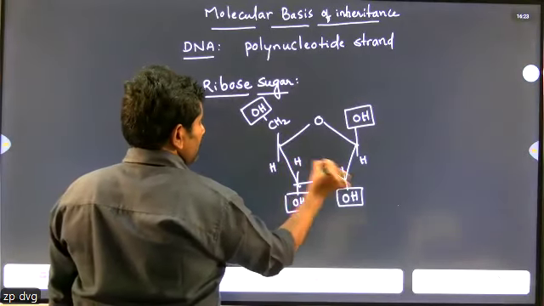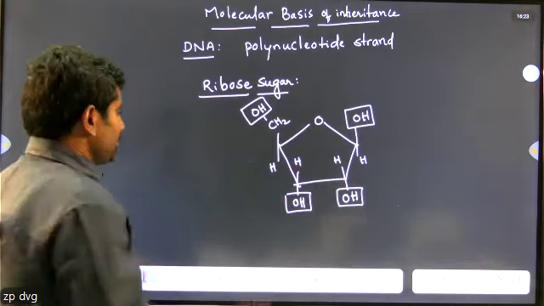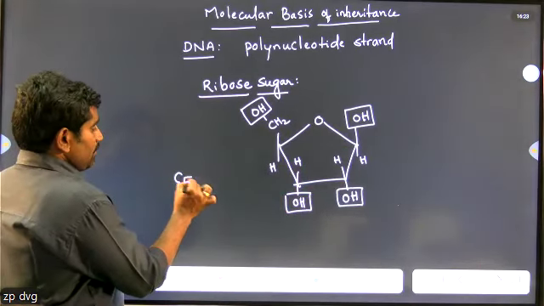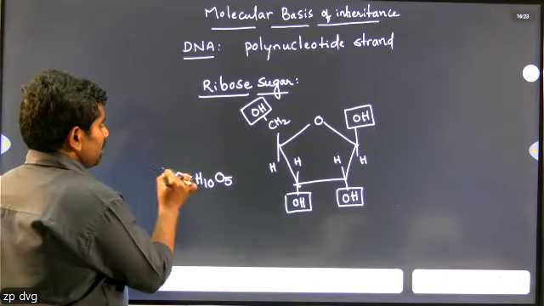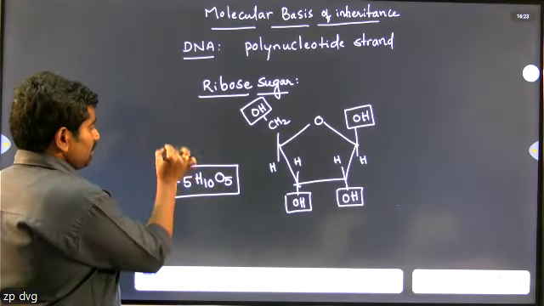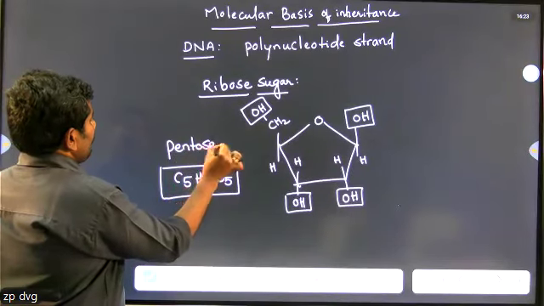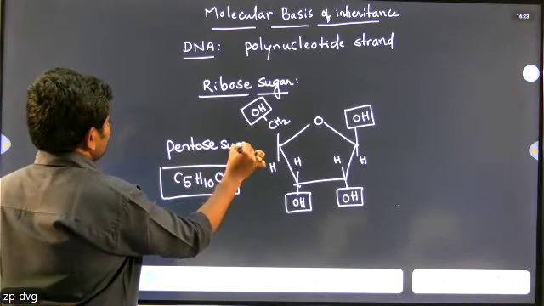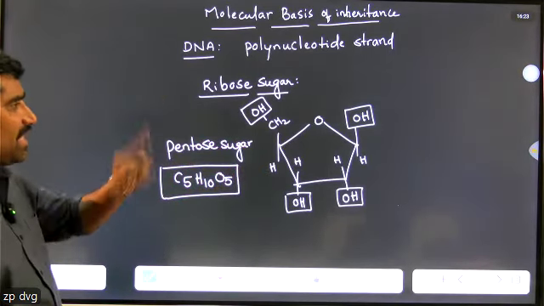This is hydrogen, and this is ribose sugar. The formula of ribose sugar is C5H10O5. This is also known as pentose sugar. We can say ribose sugar or pentose sugar. So this is the ribose sugar.